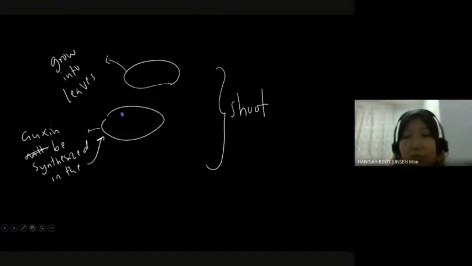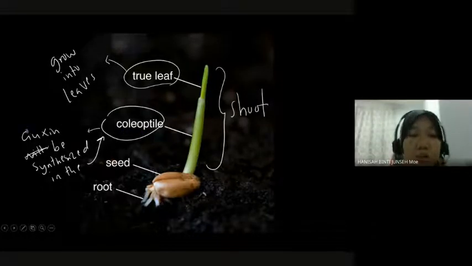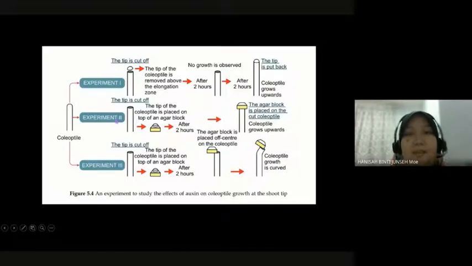Okay, so the coleoptile is at the shoot. So this is the picture. The coleoptile is over here. And why do we need to identify where the coleoptile is? Because auxin, the hormone, is synthesized at the coleoptile. Okay, next. Since we already know that auxin will be synthesized at the coleoptile, there are three experiments to prove that.